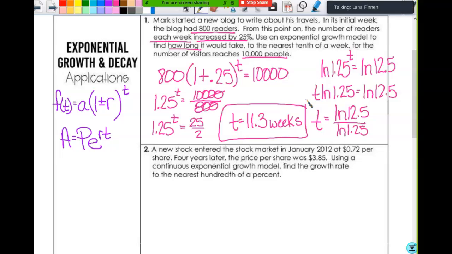Any questions at all? Good. Alrighty. So let's look at number 2.